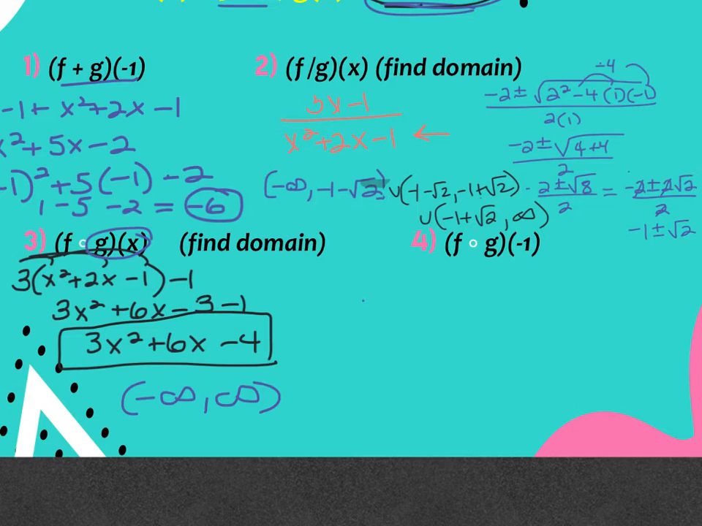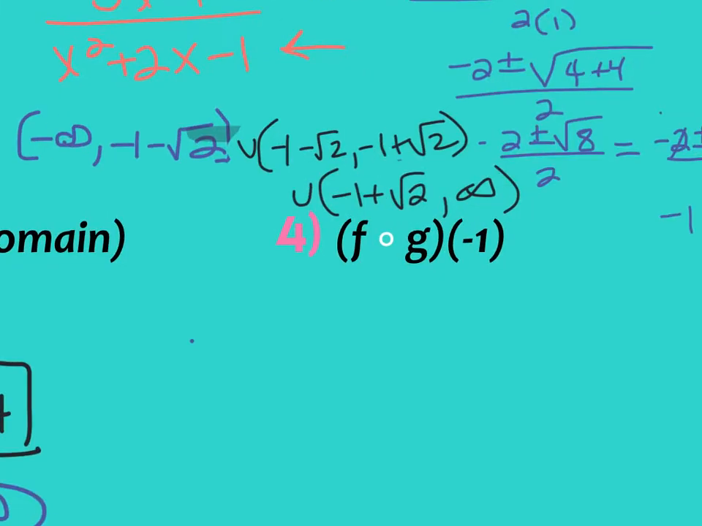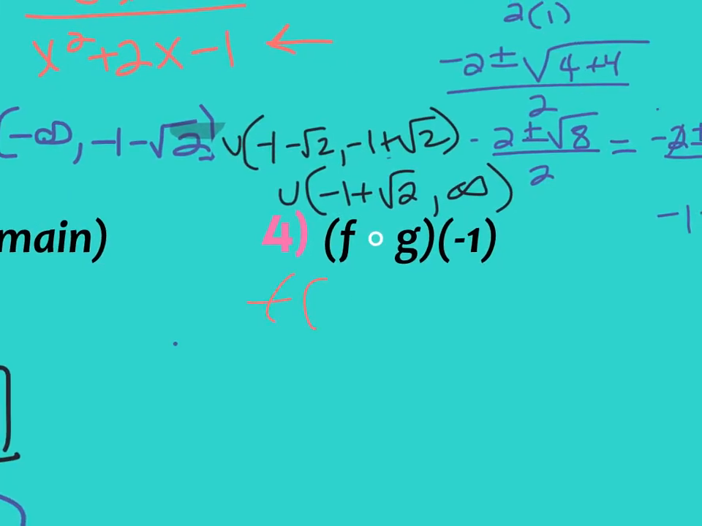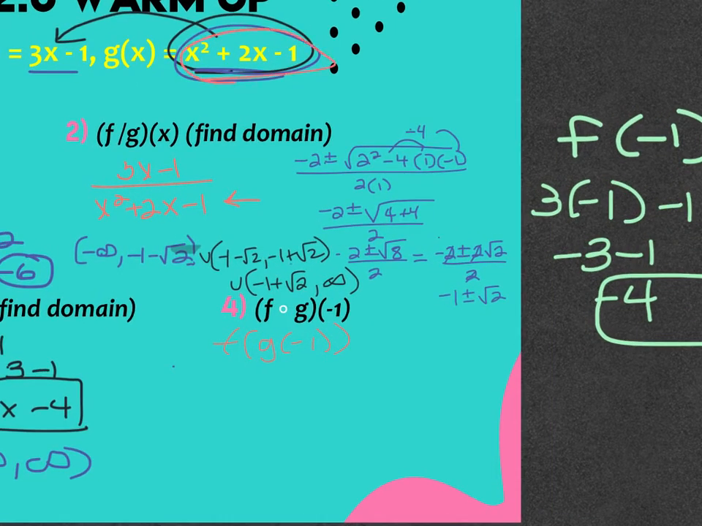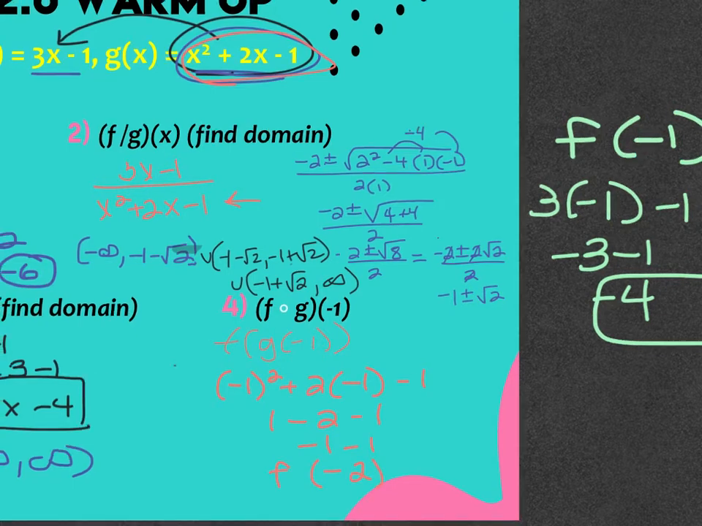All right, then the f of g of -1. Okay, this time we're just dealing with numbers. So I'm going to take the -1 and plug it into the g of x, and then take that and plug it into the f of x. So if I take -1 and plug it in here, I get -1 squared plus 2 times -1 minus 1. 1 minus 2 minus 1, -1 minus 1, which is -2. And then I'm going to find f of -2.